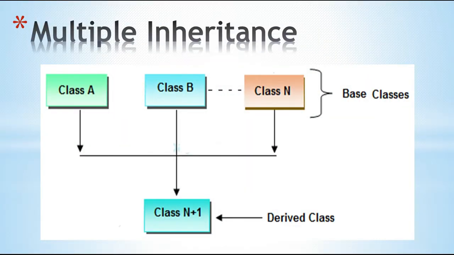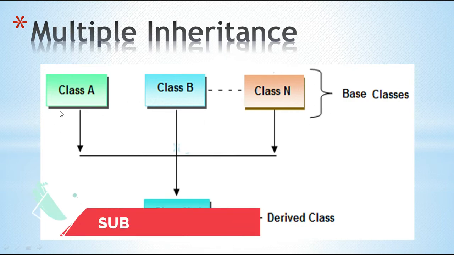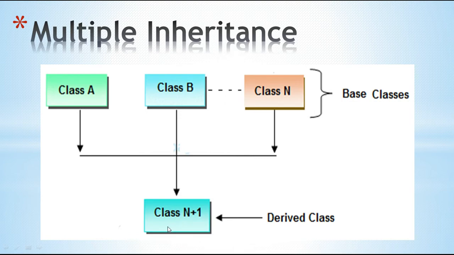Okay. Now you can see in this diagram we have class A, class B and class C. These three classes are base classes and class N is a derived class. You can see here we have multiple parent classes and a single child class. Let's consider class A has a show method, class B also has a show method and class C also has a show method. In that case, if we extend these three classes, N is confused about which show method should be executed. That's why Java does not support multiple inheritance.